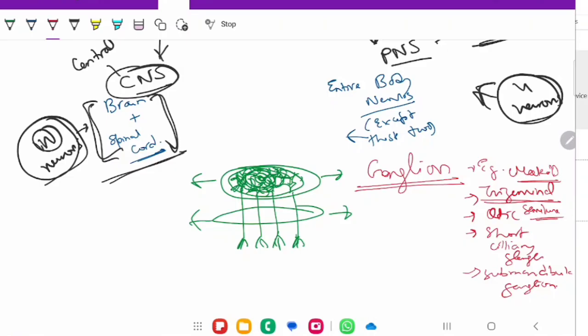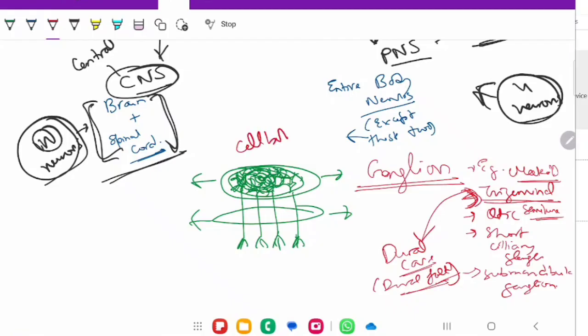But here is the catch. The trigeminal ganglion is not located inside the brain. It is located in the dural cave, that is, in the dural fold. It is not located inside the brain. It is not part of the brain. That is why trigeminal is a ganglion.